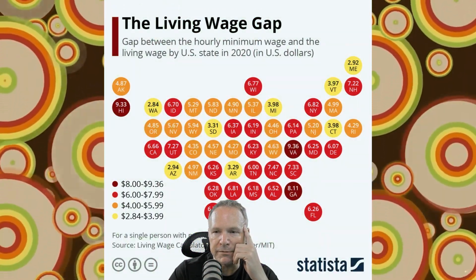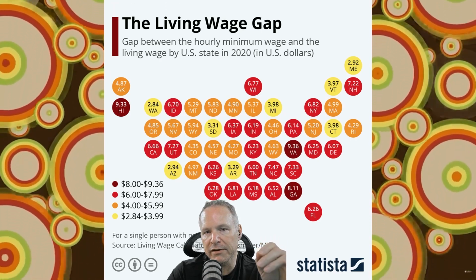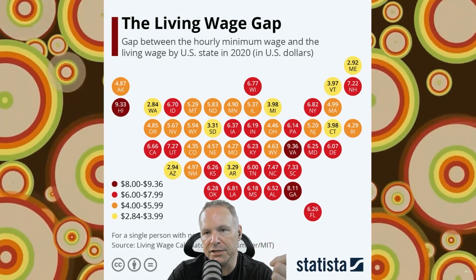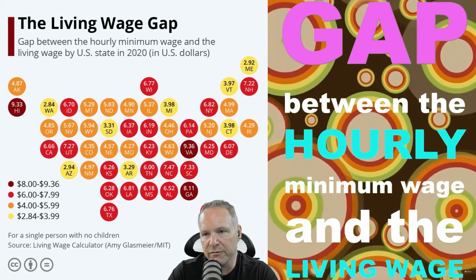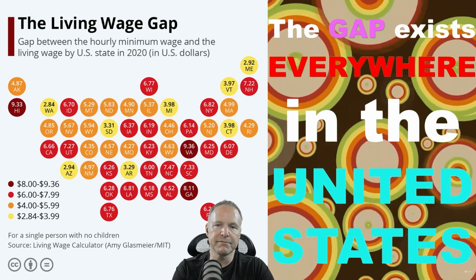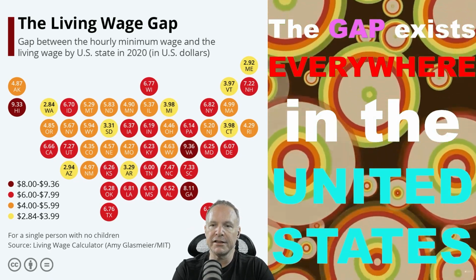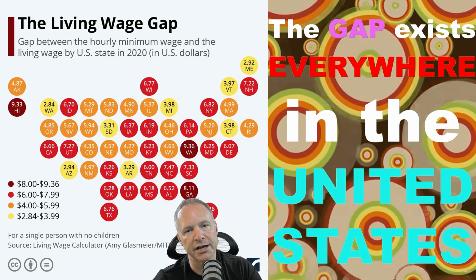This chart's really helpful. Statista gives us this chart which shows us the living wage gap, in other words, the difference between the minimum wage and the living wage in every state of the country. How are we doing? We suck. Every state in the United States has a gap between the minimum wage and the living wage.